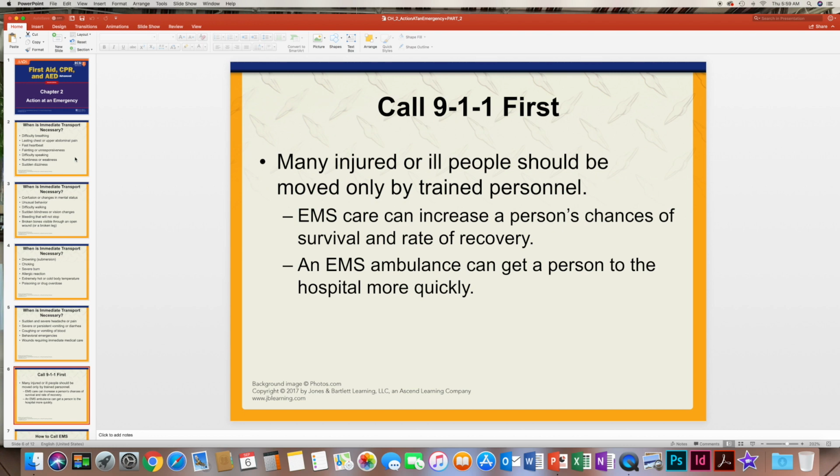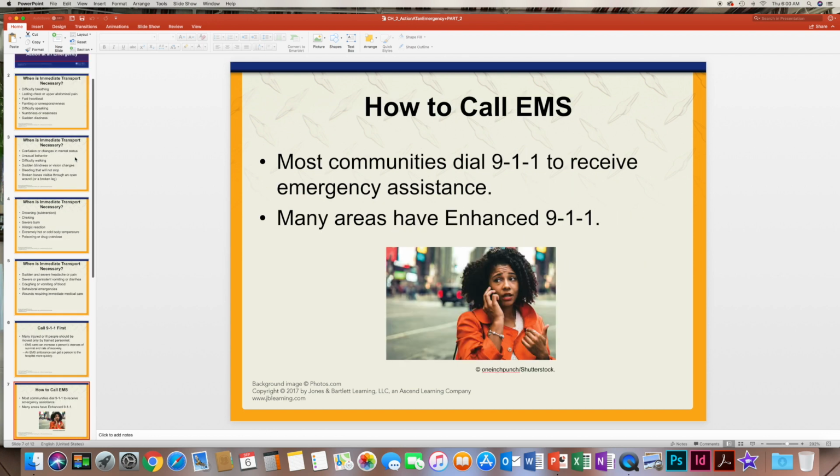Even as you're assessing the situation, you as a first aid responder are not trained enough to handle these types of medical emergencies. You have to activate the EMS system immediately. And if you move any of these people, you could be hurting them. So you need trained personnel that is experienced in this type of injury. Calling 911 is the best thing, and getting an ambulance to that person immediately will get them to the hospital more quickly. Most communities have 911 to receive emergency assistance.